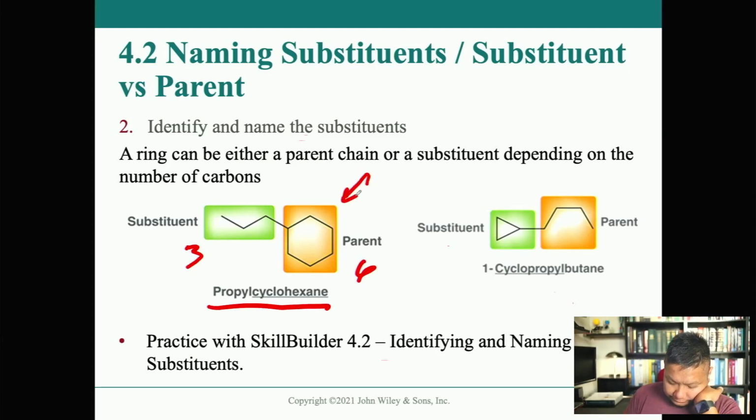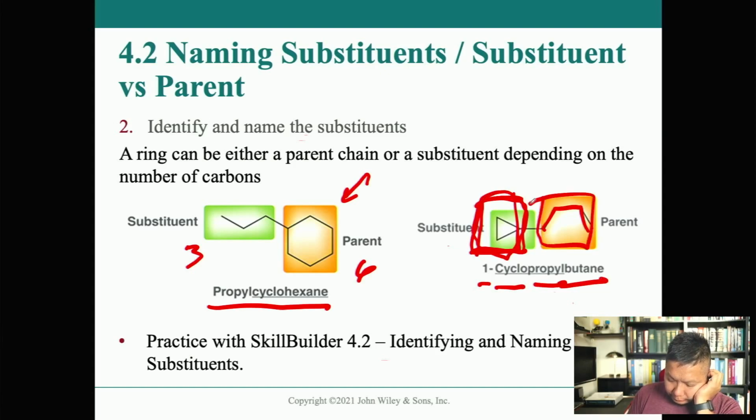Then for this one, we have a cyclopropyl, because there are 3 carbons there. But the parent here has 4 carbons. So that would be 1-cyclopropyl for the triangle, butane for the parent, which is 4 carbons long, and the 1 just comes from its 1 position, which means the first carbon.